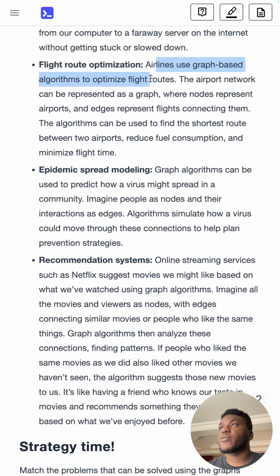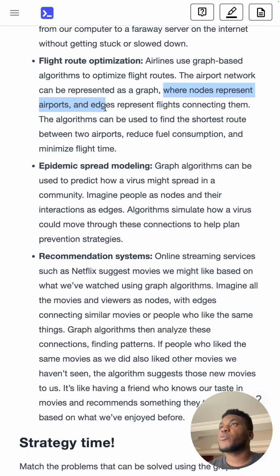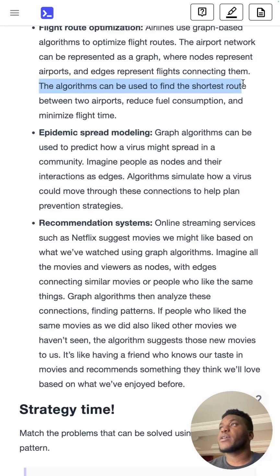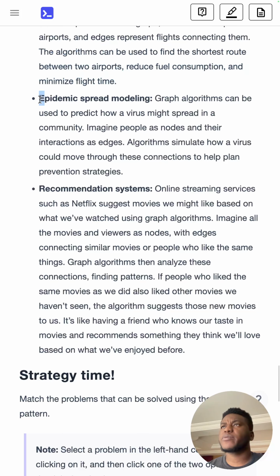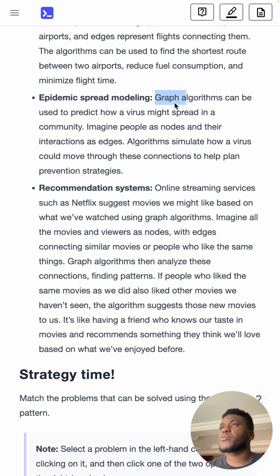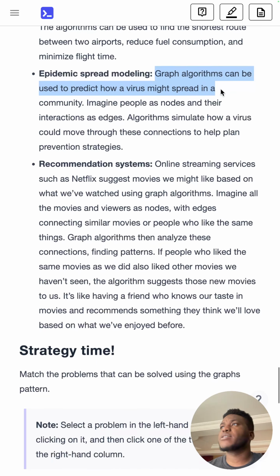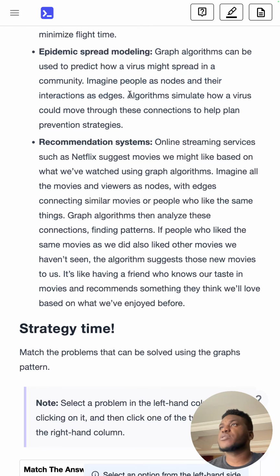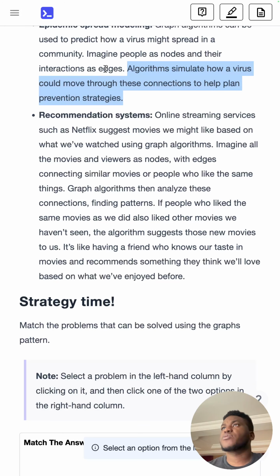Flight route optimization. Airlines use graph-based algorithms to optimize flight routes. The airport network can be represented as a graph, where nodes represent airports and edges represent flights connecting them. The algorithms can be used to find the shortest route between two airports, reduce fuel consumption, and minimize flight time. Super useful. Epidemic spread modeling. Graph algorithms can be used to predict how a virus might spread in a community. Imagine people as nodes and their interactions as edges. Algorithms simulate how a virus could move through these connections to help plan prevention strategies.